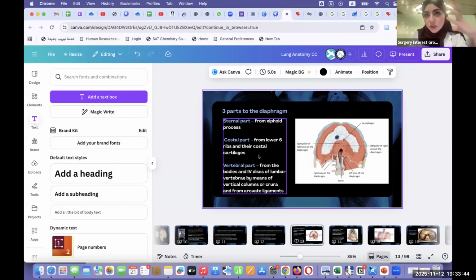Now, the muscle of the diaphragm, I want you to think of it as multiple sheets of muscle converging together, because it's a big muscle, but it's multiple sheets of fibers. It has three parts, and these three parts have to do with where it's attaching. First of all, I'm going to start with the sternal part. The sternal part, from its name, is going to be posterior to my xiphoid process.